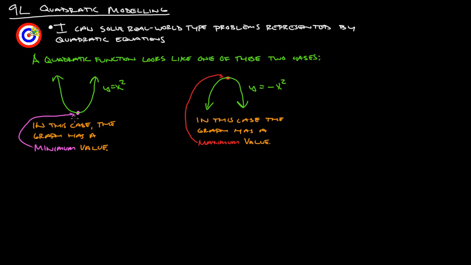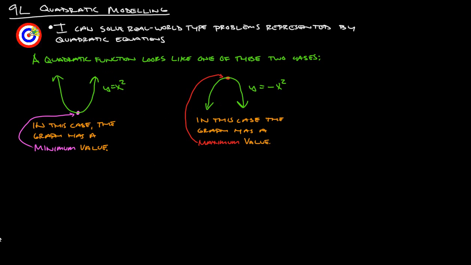In this case here, this graph has a minimum value because as we're going left to right, it goes down, down, down, down. At this point here, it's the lowest it'll ever be, and then it goes back up. So this point is a minimum, and in this case over here, it has a maximum value. As we go left to right, we're going up, up, up until we hit this point here, which is the highest it'll ever get, and then it starts heading back down again.